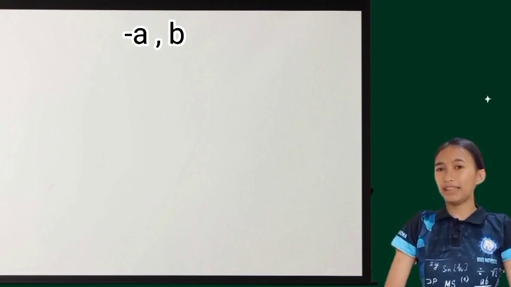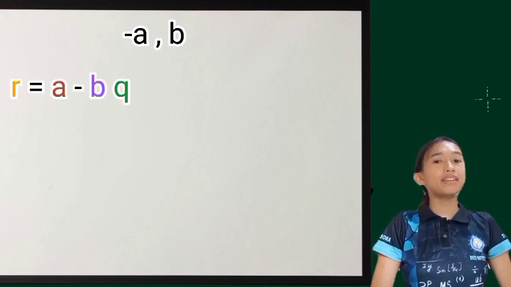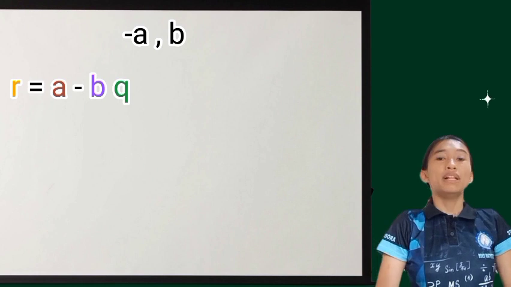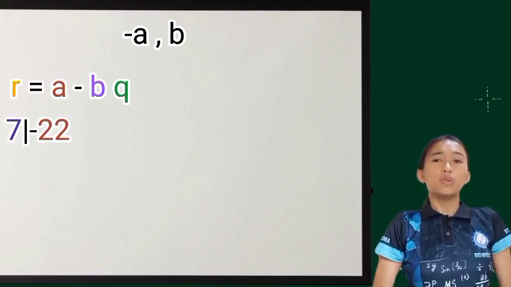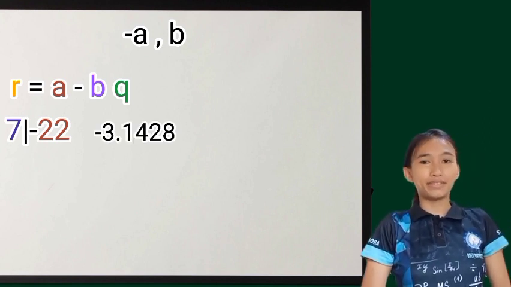Now, how can we get the quotient and remainder? So we have here the formula: r is equal to a minus b times q, our quotient. So let's have an example. 7 divides negative 22. If we calculate it, we have negative 3.1428, right?